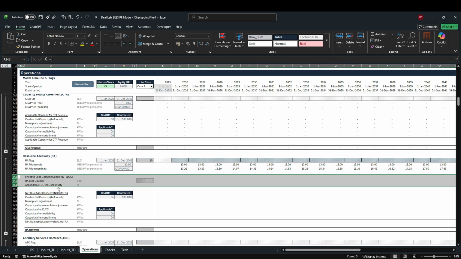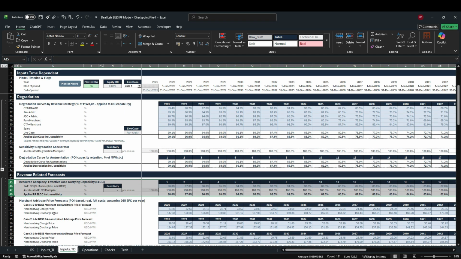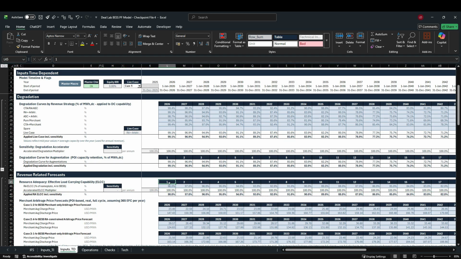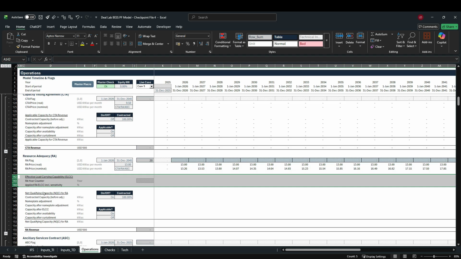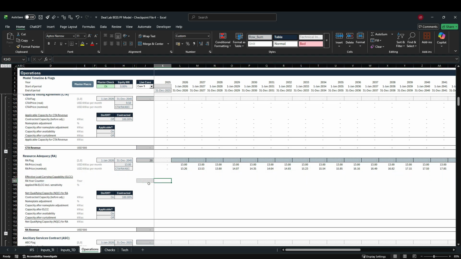and so on. And to pick up our time-dependent assumptions regarding the ELCC, we will pick up this row here, the applied resource adequacy ELCC, including any sensitivities, which is row 48. And what you can see here is that our year counter starts again with year 1, 2, 3, and so forth. So the first thing we will actually have to do is implement a resource adequacy year counter.